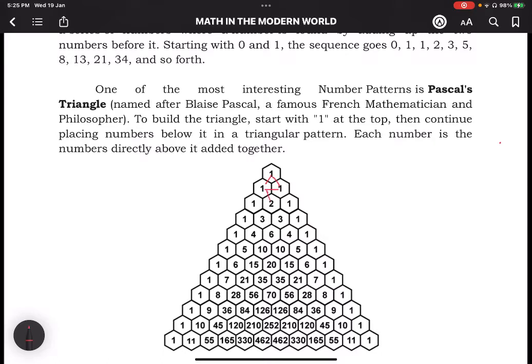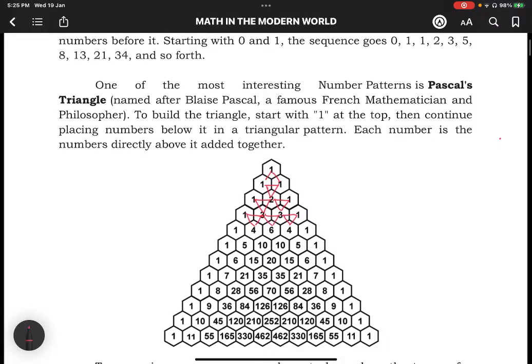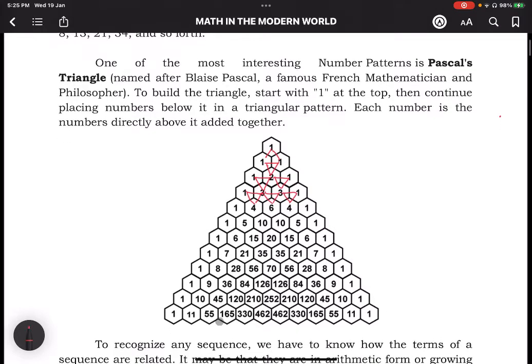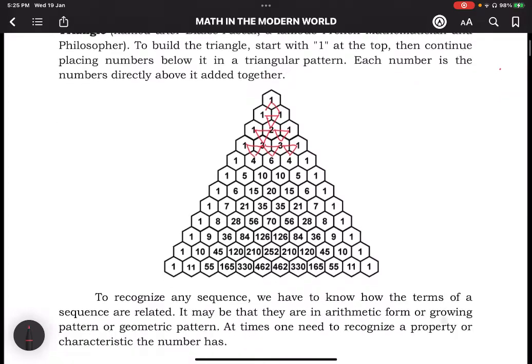1 plus 1 will get 2. Also here, 1 plus 2, we get 3. 2 plus 1, we get 3. 3 plus 3, we get 6. 3 plus 1, we get 4. 3 plus 1, we get 4. So on and so forth until we reach the bottom of the pyramid.